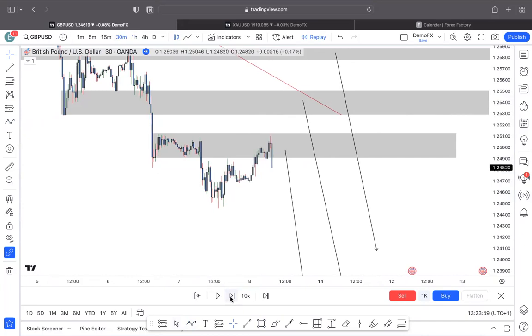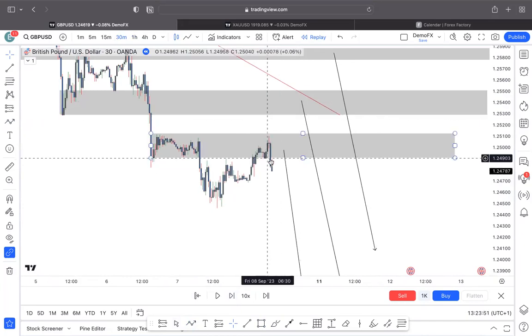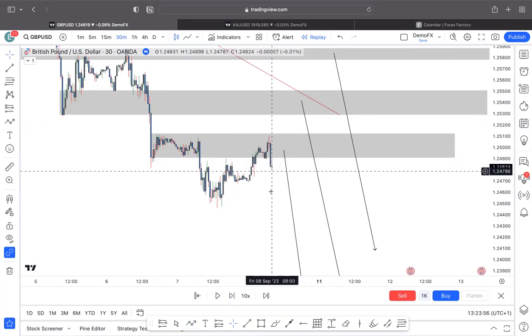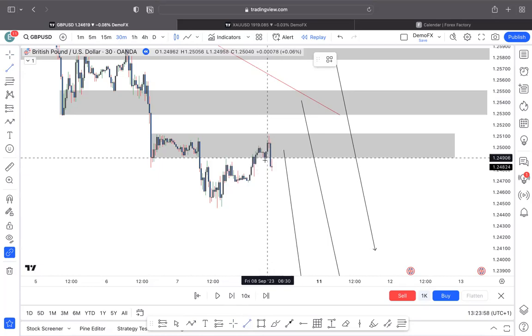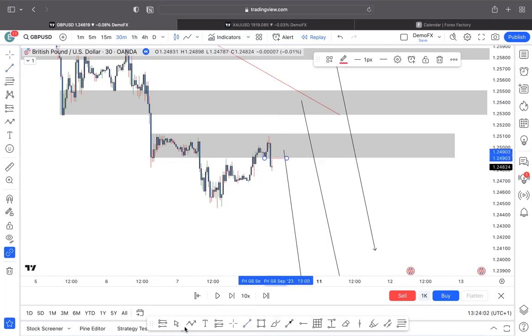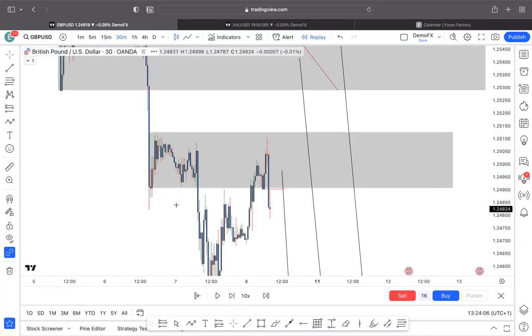So yeah, and then I see that we have this break here, and we're already in London session around here. So London gave me my break of structure and confirmation for a bearish trend, and then all I was basically looking for was sell confirmations.